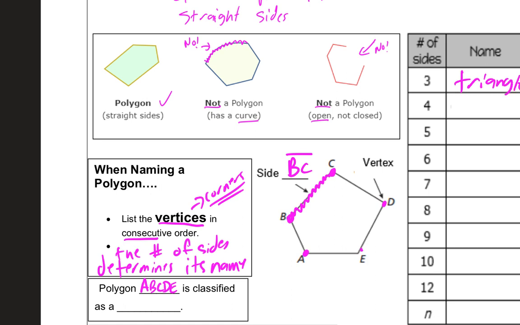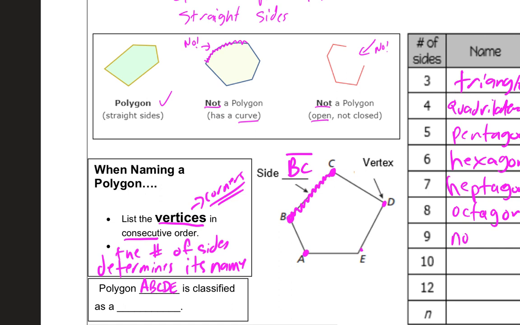What about 4 sides? 4 sides is a quadrilateral. 5 sides is a pentagon. 6 sides is a hexagon. 7 sides is a heptagon. 8 sides is an octagon. 9 is a nonagon. 10 is a decagon. 12 is a dodecagon.